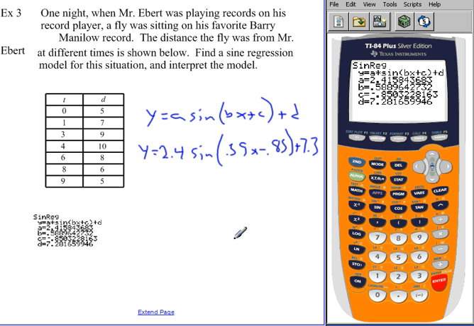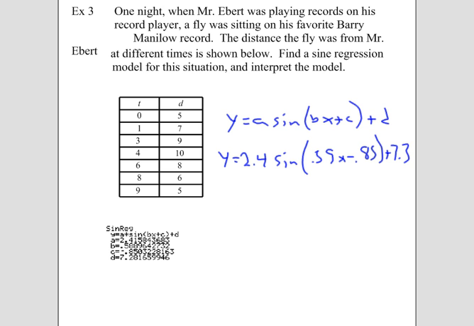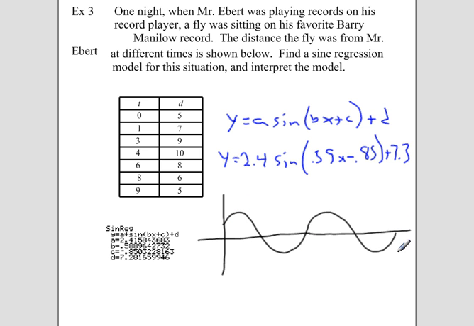Okay, so basically what this is saying is if we were to graph this, and I don't need my calculator anymore, let's put that aside. If we were to graph this thing, it would look something like this. So I'm going to just kind of make a sketch of a sine curve. So the thing about this fly riding around on this record here, he's farther from us and he gets closer to us, and he's farther from us and he gets closer to us.